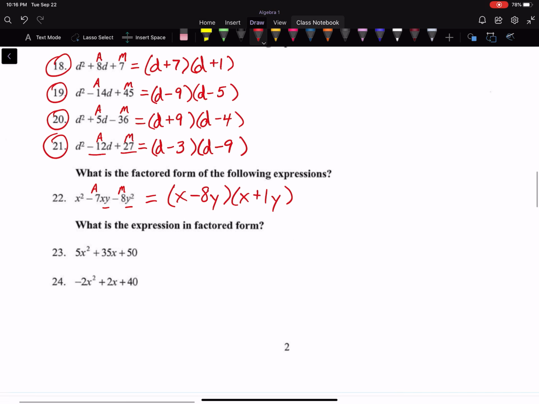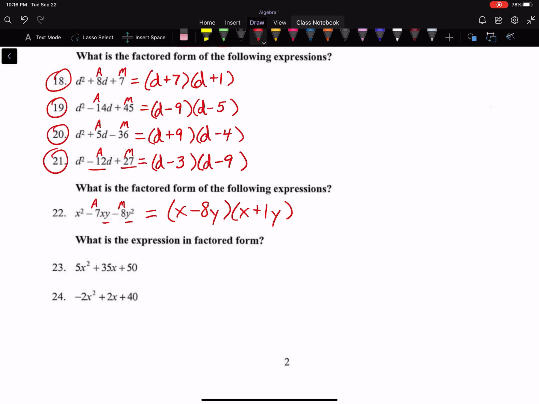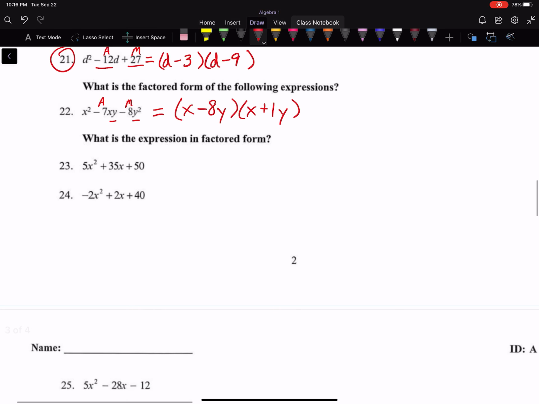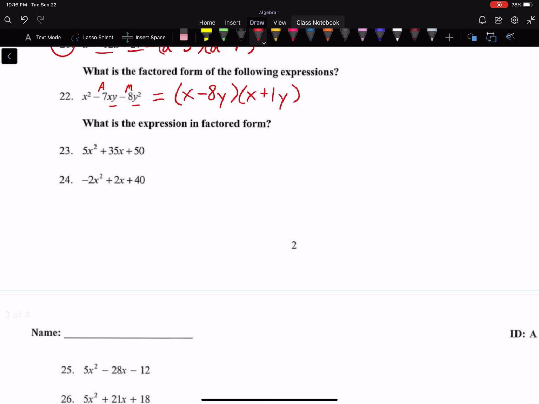So again, like I said, basically you're doing exactly the same thing you were doing on 18, 19, 20, and 21. All right, 23, excuse me. What is the expression in factored form? So we're just, again, factoring.